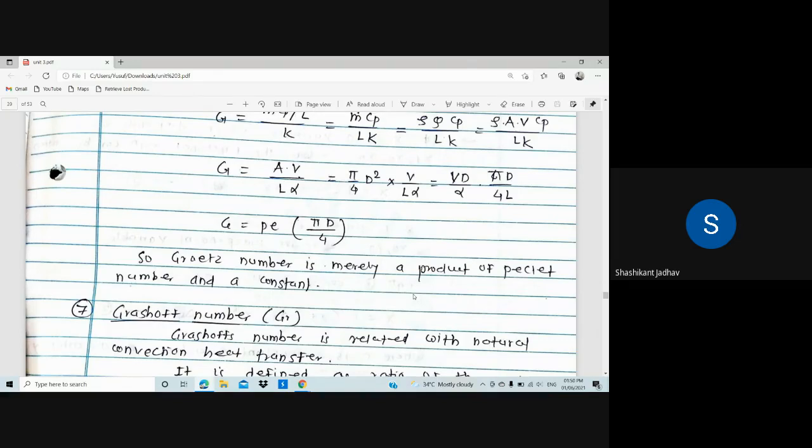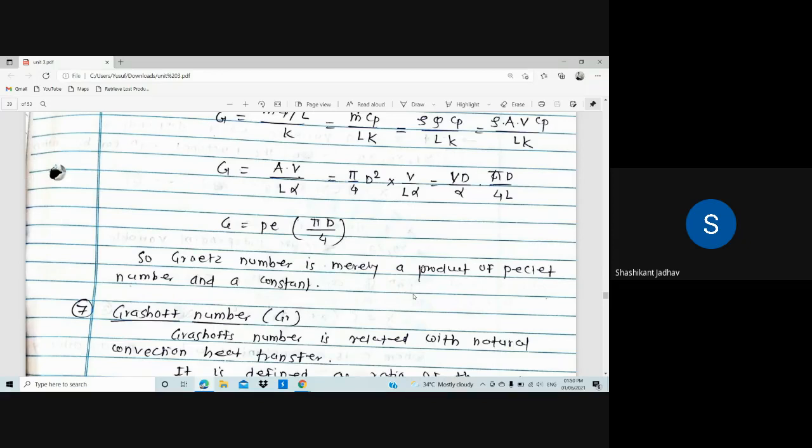All of you write down: Graetz number is merely a product of Peclet number and a constant.